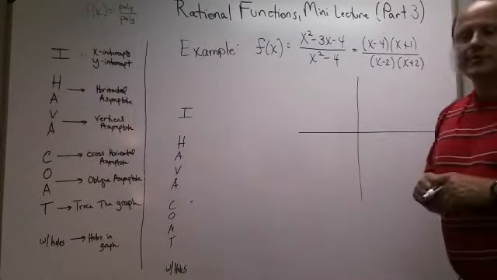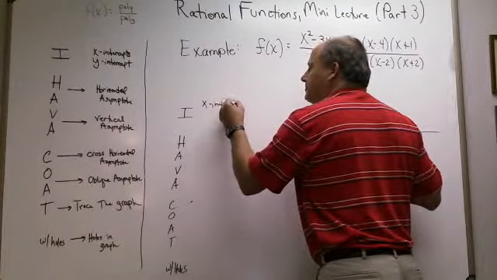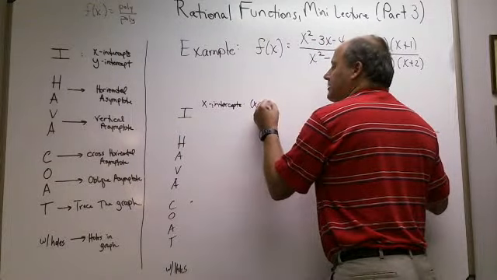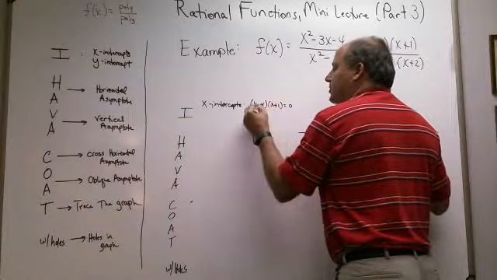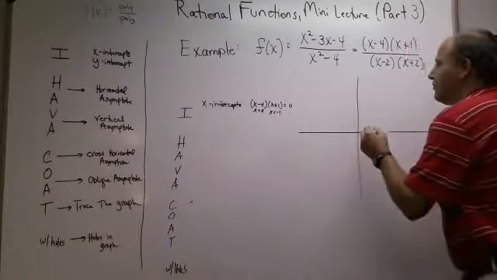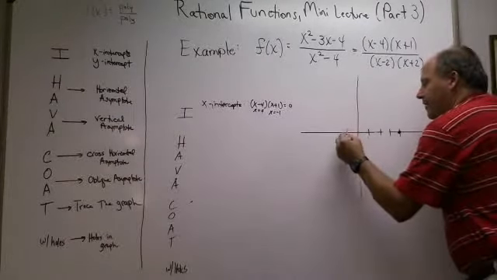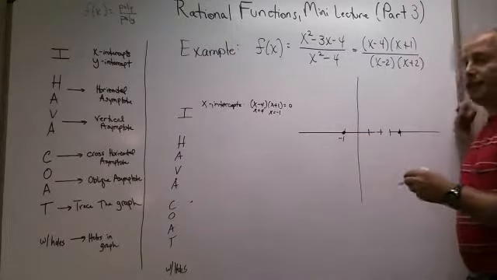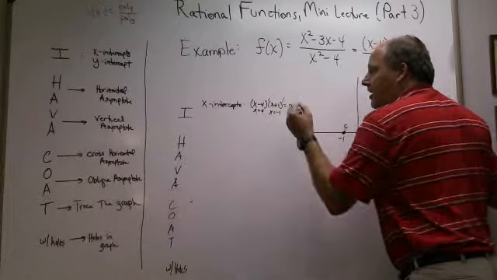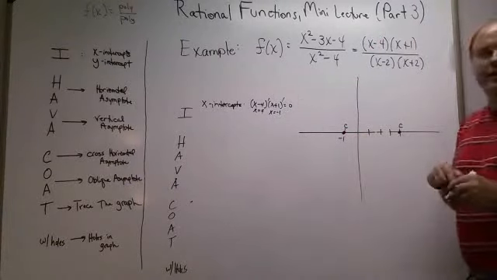So x-intercepts, as we remember, are found when we set the numerator equal to 0. So we set x minus 4 times x plus 1 equal to 0. So x equals 4 and x equals negative 1. And those are the x-intercepts. Again, these are x-intercepts. They do cross because they are odd degreed. Odd degree here, odd degree there. They're both odd degreed. And so you have 2 x-intercepts right there.